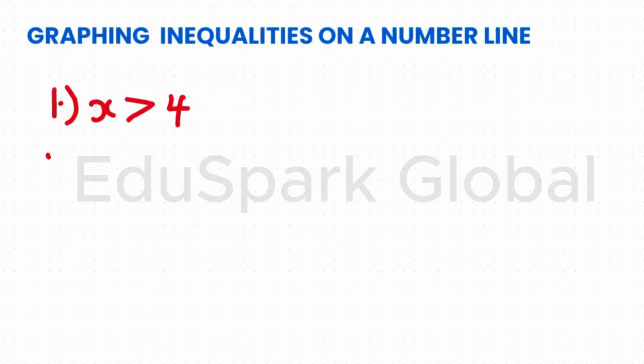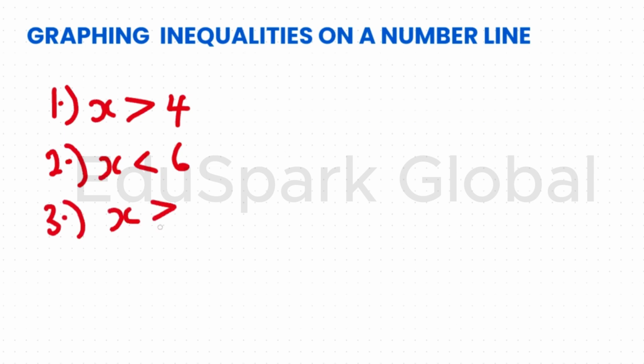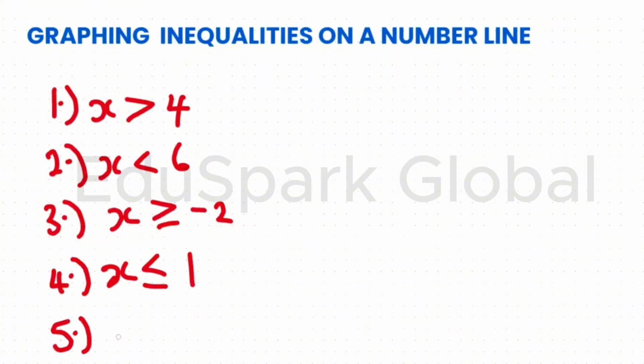Number 2, we have x is less than 6. Number 3, we have x is greater than or equal to minus 2. Number 4, we're going to have x is less than or equal to 1. Number 5, we're going to have 2 is less than x, and x is less than 4. So let's start with the first question.